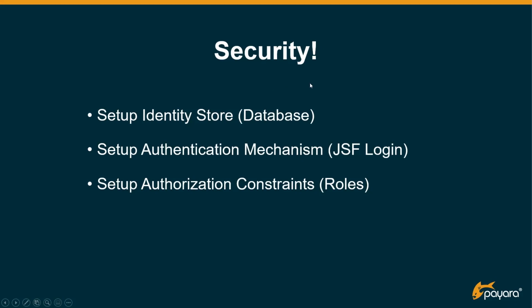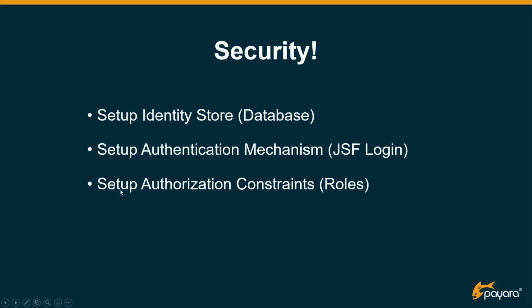So our final step will be, of course, security. So we have to do 3 things. One, we have to set up an identity store. That means where are the credentials and identities of the users that will be accessing in a secure manner our application, which is in this case our database tables. Second, we have to set up an authentication mechanism. That means how the users are going to identify themselves as valid users with access to the application. And in this case, we use a custom login page courtesy of Jakarta Server Faces.